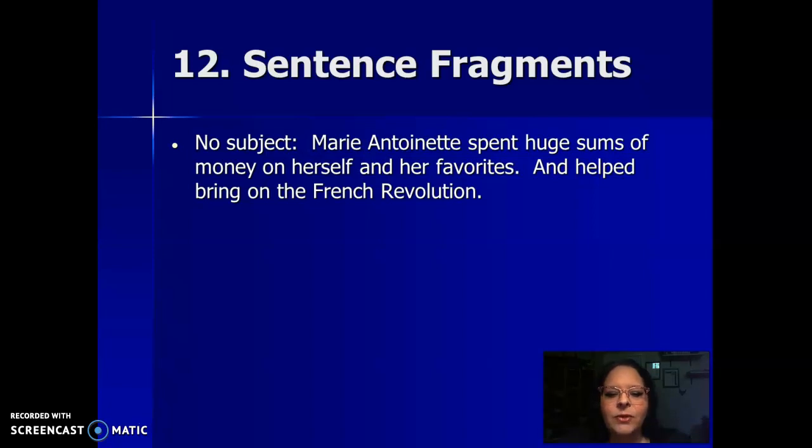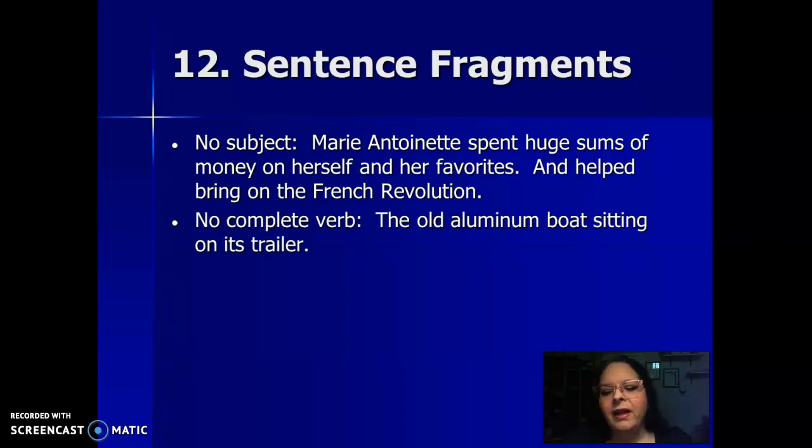So if I say Marie Antoinette spent huge sums of money on herself and her favorites and helped bring on the French Revolution, it sounds fine. I'm not going to catch that error. So read it backwards, sentence by sentence. The old aluminum boat sitting on its trailer. An ing verb can't be by itself. It must have a helping verb with it. The old aluminum boat was sitting on its trailer, or the old aluminum boat sitting on its trailer was rusty.